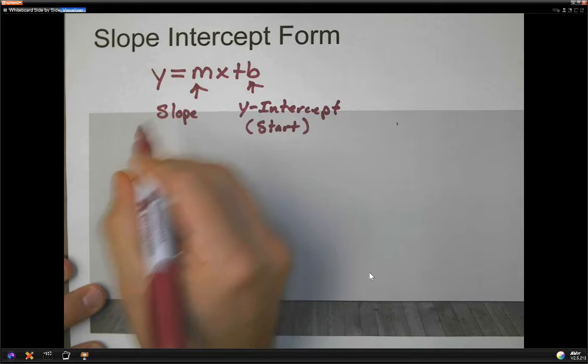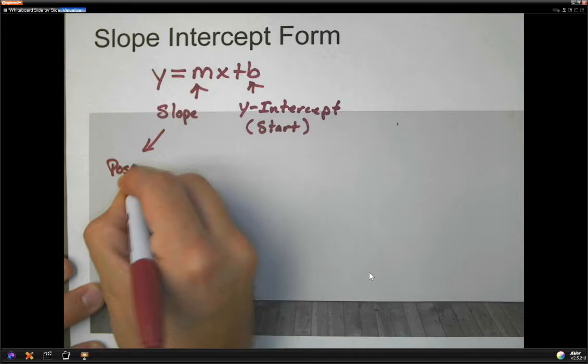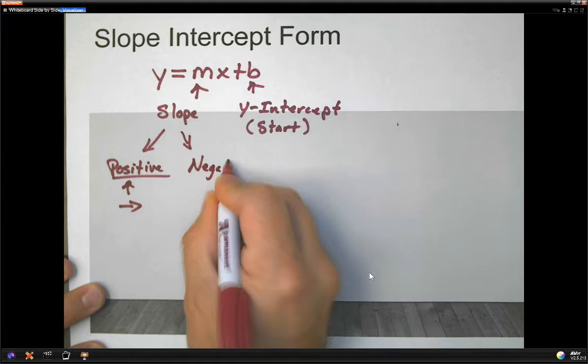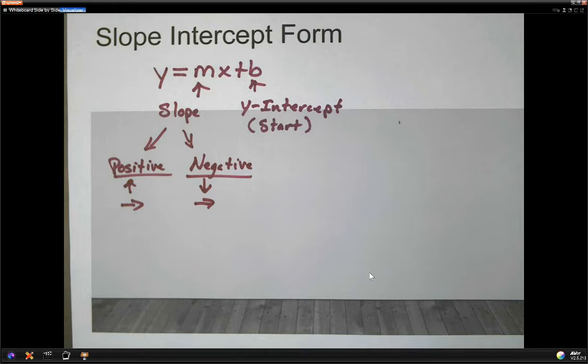For the slope, if the slope is positive, then you're going to go up and to the right. If the slope is negative, then you're going to go down and to the right. So it is simply noting that if it's positive, we're going to go up. If it's negative, we're going to go down. Notice that both are going to the right.